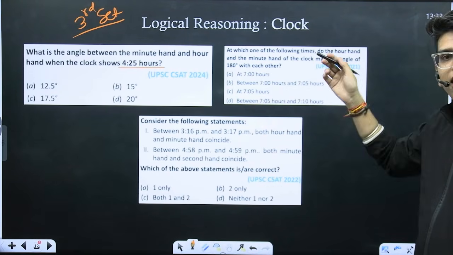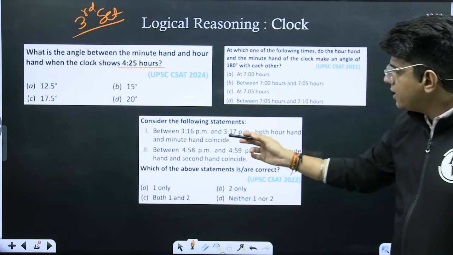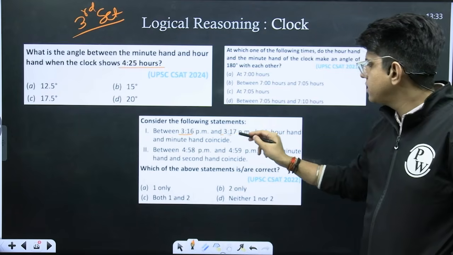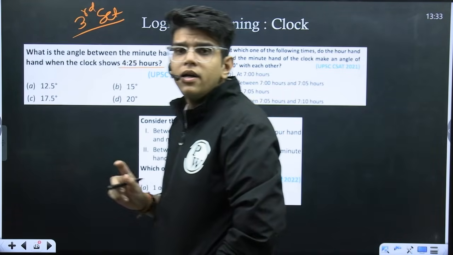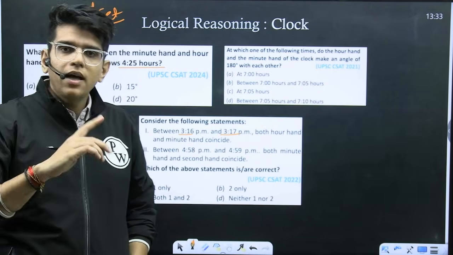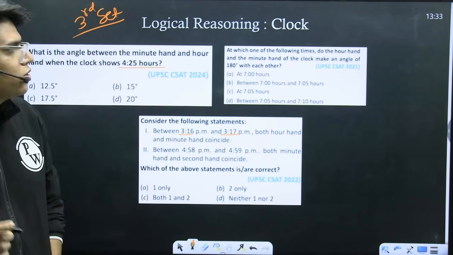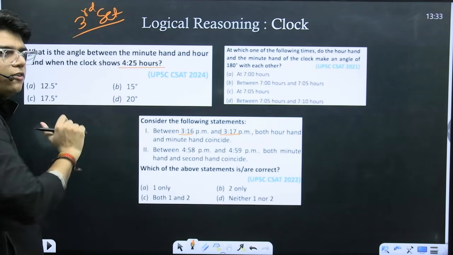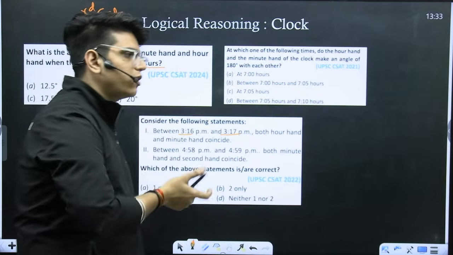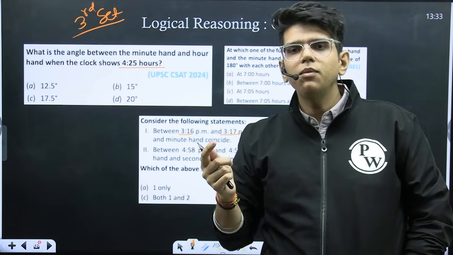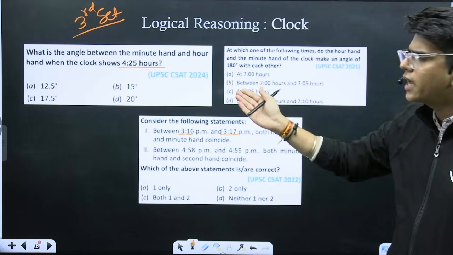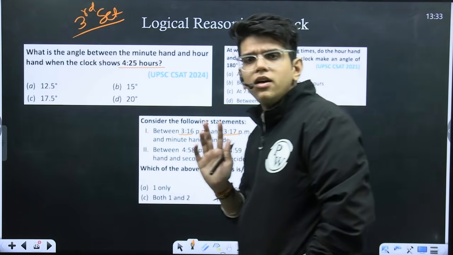They are asking again an angle based question. Again here between 3:16 and 3:17, both the hour hand and the minute hand coincide. This question is again from the angle between the hands of the clock. So this is a very important third set, where you can expect next year also you can get a question where at any position, at any time, you can be asked to calculate the angle between the hands of the clock.